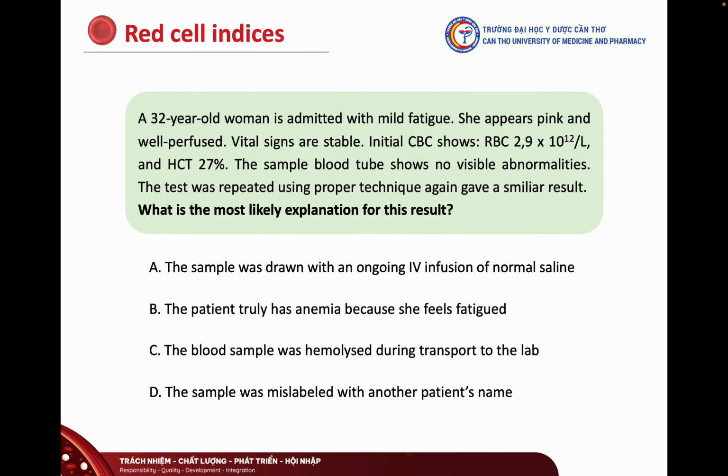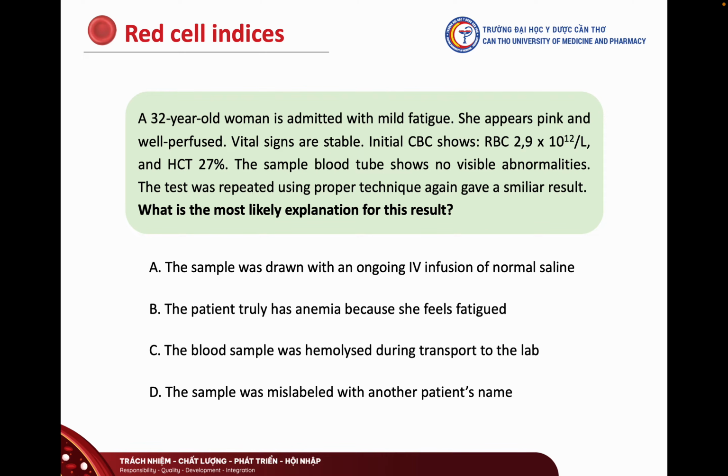Alright, let's break it down together. First, the patient looks completely well. She is pink, her perfusion is good, and her vital signs are stable. That doesn't match a picture of a true anemia. Next, there is no mention of hemolysis in the tube, and the samples were properly labeled and repeated, so C and D are unlikely. Now, let's go back to option A.